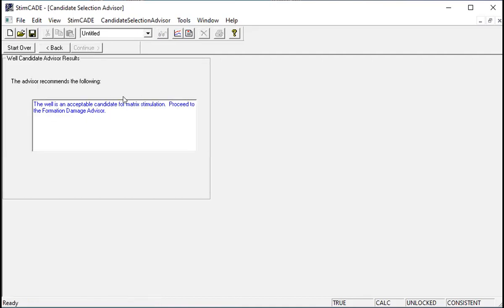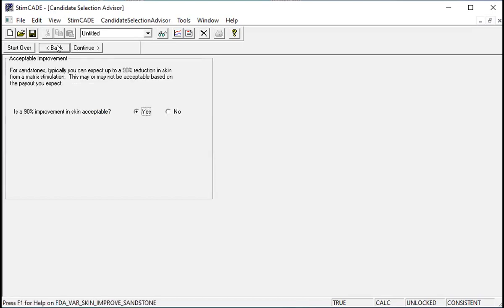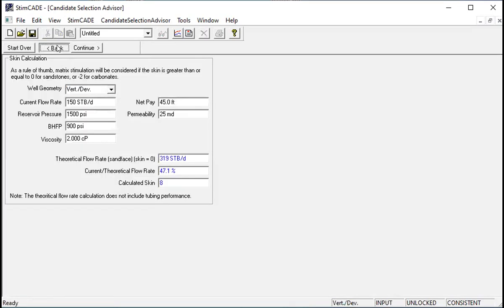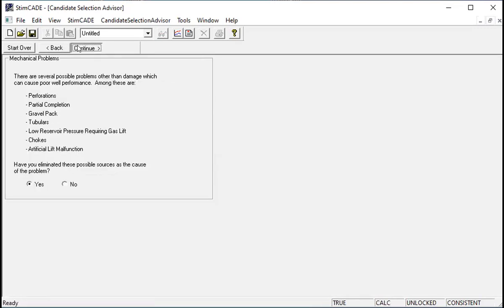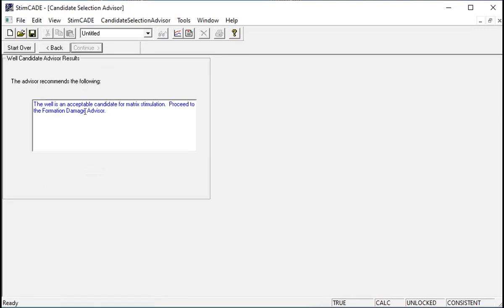Then this is now the conclusion of all of this. The well is an acceptable candidate for matrix stimulation. Proceed to the formation damage advisor. So from all the input that we have done, the system is now telling us that we can apply matrix acidizing in that particular system. We can apply matrix acidizing. So we have now finished with the first part of our workflow.